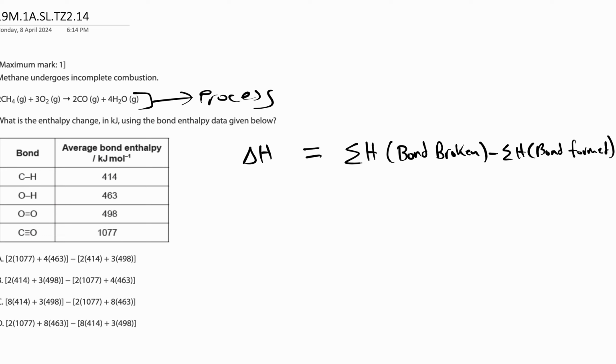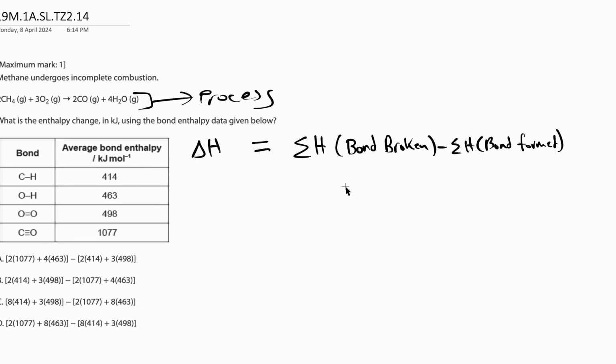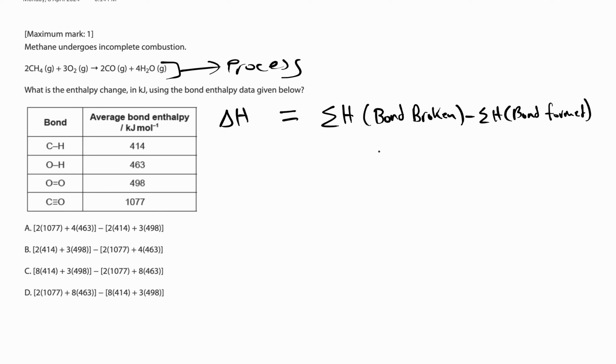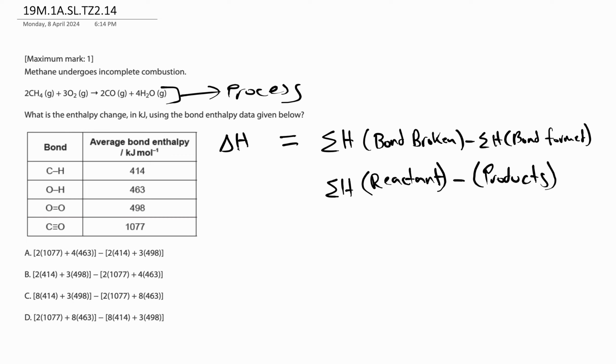Okay, let me just lasso this so it's easier to see. That's the equation. So in other words, it is the enthalpy of the reactants minus products. The summation enthalpy of reactants minus the summation enthalpy of the products. Okay, so let's solve this question because it's relatively simple. They're just asking us to do reactants minus products, but before we do that, we need to understand how this process looks. We need to draw it out.